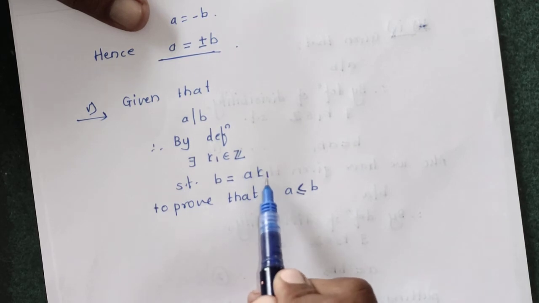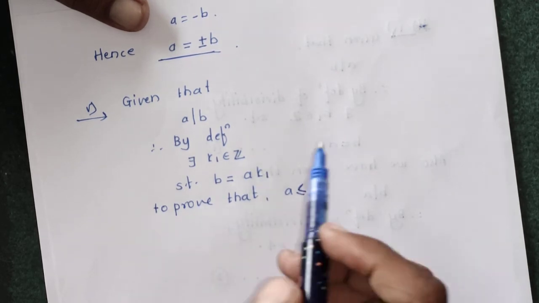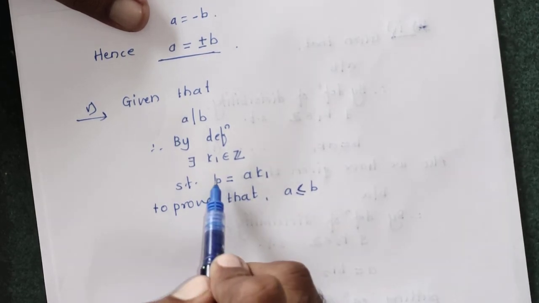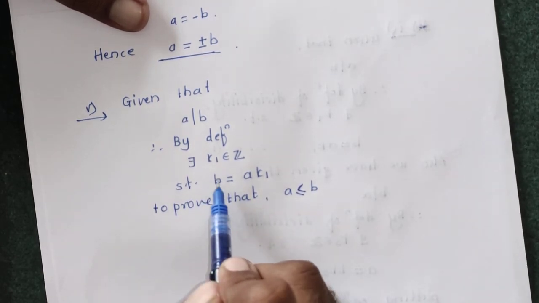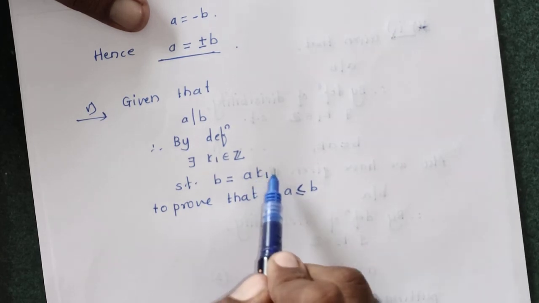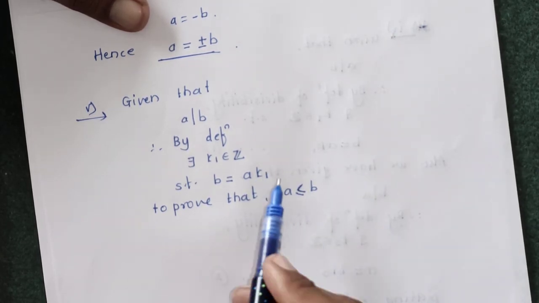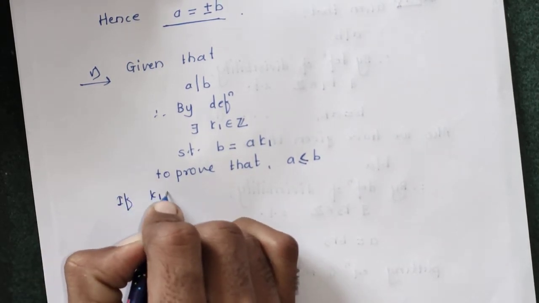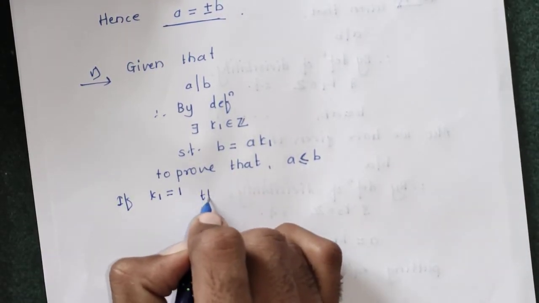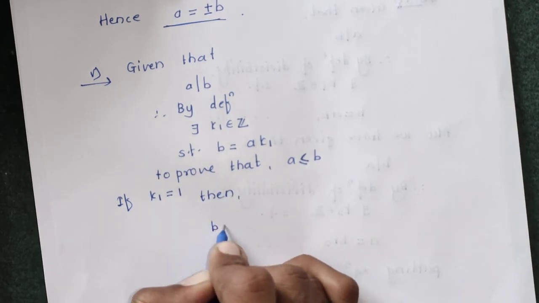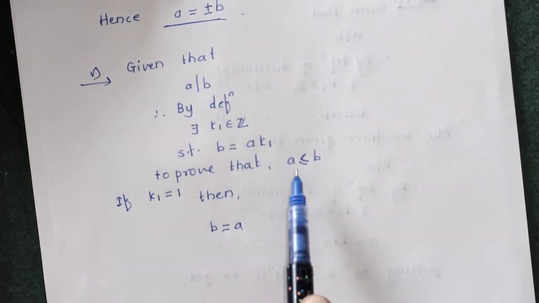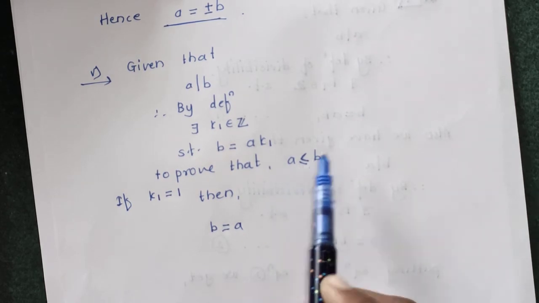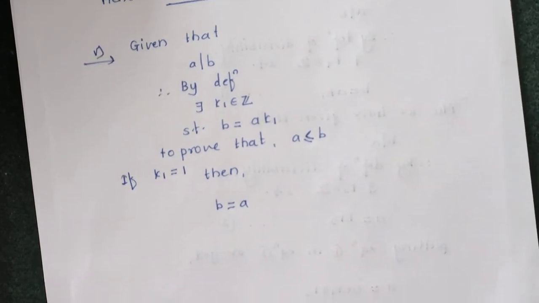If K1 is negative, suppose K1 is equals to minus 2, so B is equals to minus 2A. So B is equals to minus some integer, but B is not a negative number, B is a positive integer. So, our K1 must be a positive number. If K1 is equals to 1, first case, then we get B is equals to A. We have to prove A is less than or equals to B. First case is proved, that is A is equals to B. Now we have to prove that A is less than B.